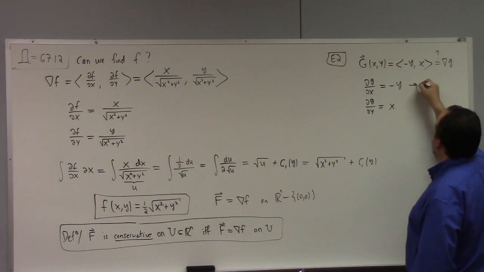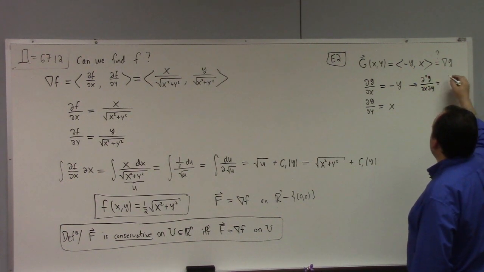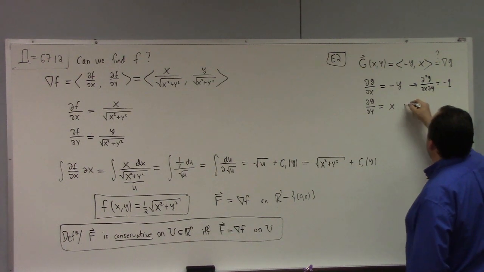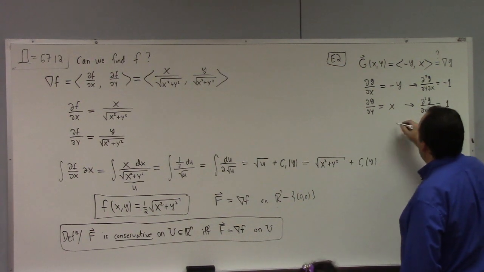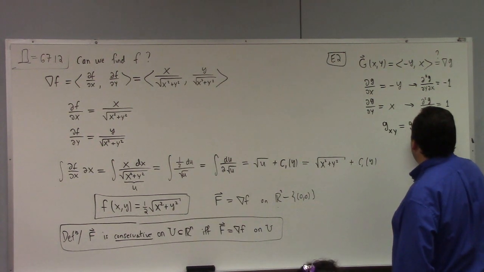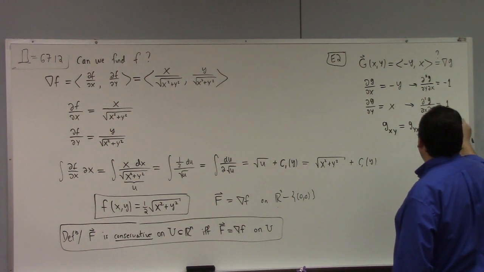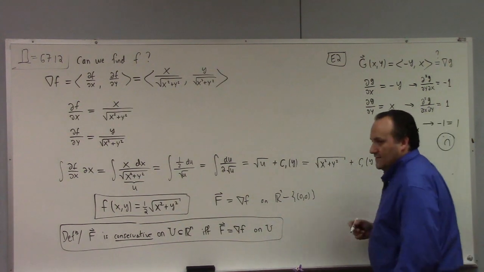But what would this say? This would say that partial squared g partial x partial y is minus 1. And this would say partial squared g partial y partial x, oh man, I should have done it the other way, yx, xy, trying to reflect the order of operations here for a moment, that's equal to 1. But we know, and I'm going to go back to the better notation, g_xy is equal to g_yx, which gives me minus 1 equals 1, which is unhappy.